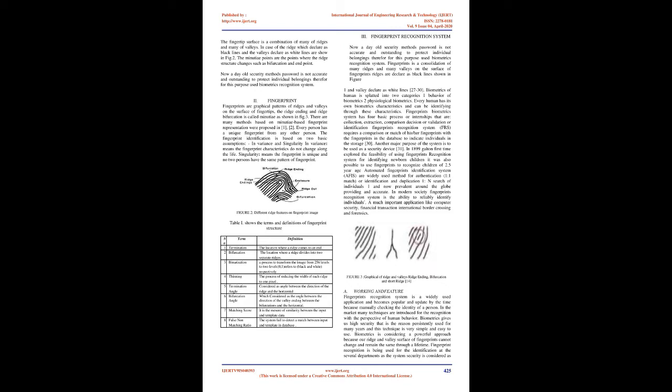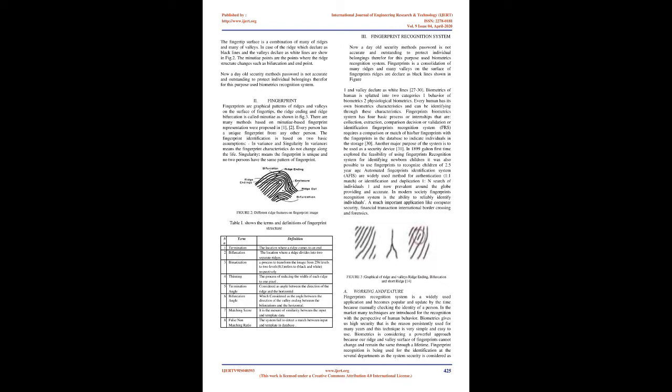2. Fingerprint. Fingerprints are graphical patterns of ridges and valleys on the surface of fingertips. The ridge ending and ridge bifurcation are called minutiae, as shown in Figure 3. Many methods based on minutiae-based fingerprint representation were proposed in 1, 2. Every person has a fingerprint unique from any other person. Fingerprint identification is based on two basic assumptions: invariance and singularity. Invariance means the fingerprint characteristics do not change throughout life. Singularity means the fingerprint is unique and no two persons have the same fingerprint pattern.